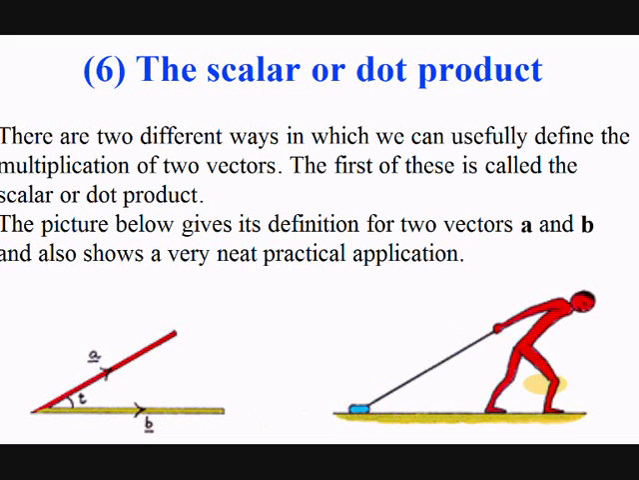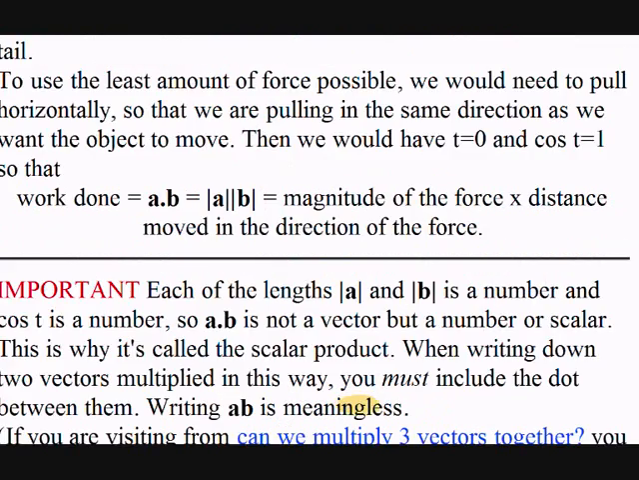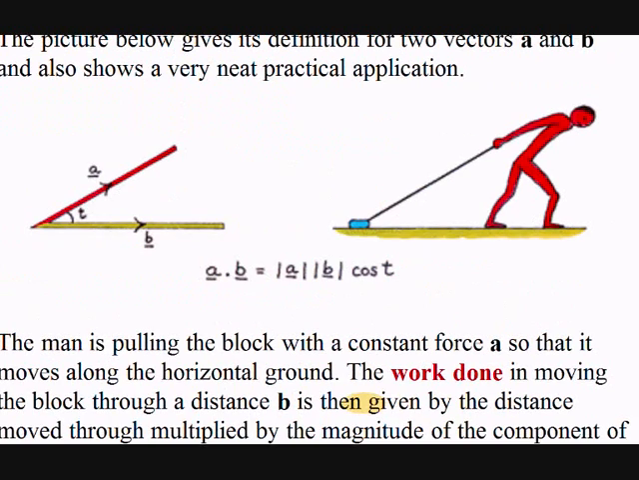Okay, so if the angle is 0, then the work done equals A dot B, that is the magnitude of A into the magnitude of B: force into distance moved in the direction of the force. If the angle is going to be 90 degrees, think that he is going to pull it vertically up. If he pulls this block vertically up, there won't be any displacement, the angle would be 90 degrees here, and the work done would be nothing.